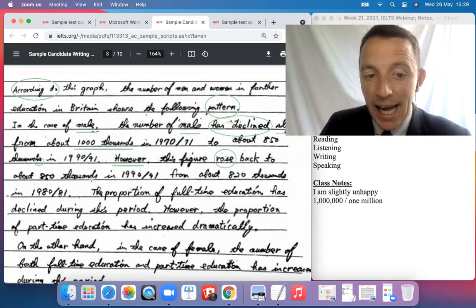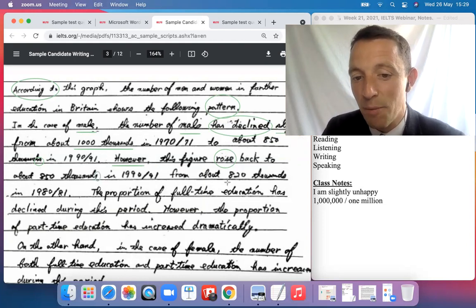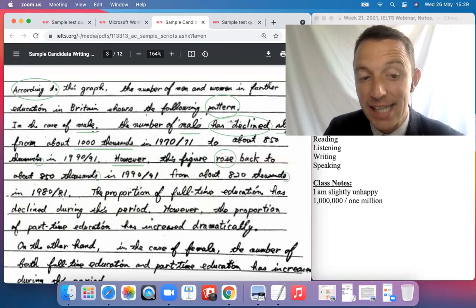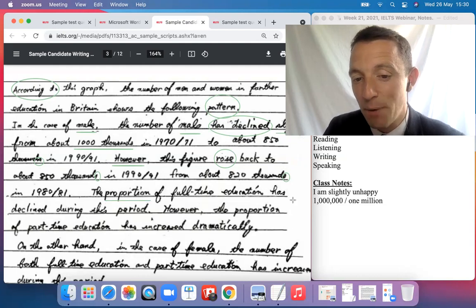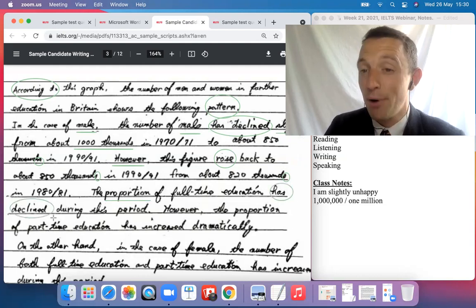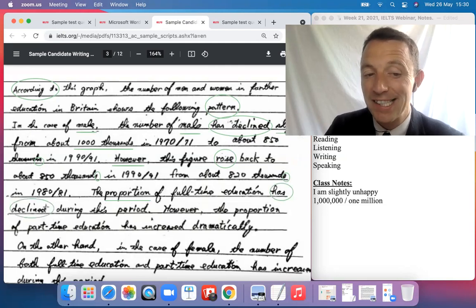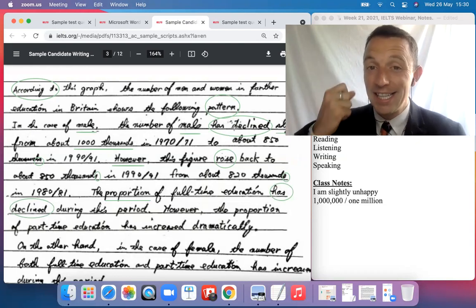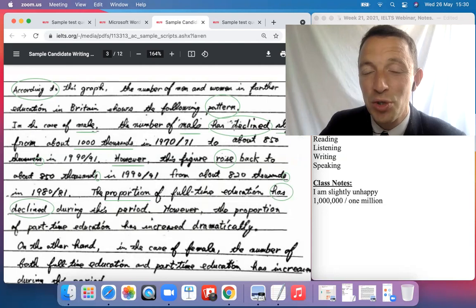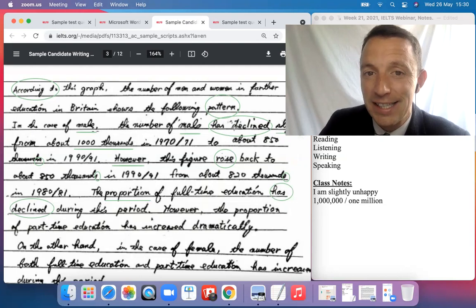Okay, again, I would eliminate here the S, 850,000 in 1990 and 1991 from about 820,000 again. Okay, in 1980, 1981, the proportion, very good vocabulary, of full-time education has declined. So again, this is the present perfect. And again, that's quite good, but probably it's repetition. So you can see has declined here and has declined here. So it's probably repetition. So in an exam, in this situation, you should try to use another alternative, a synonym or different vocabulary to express the same significance.